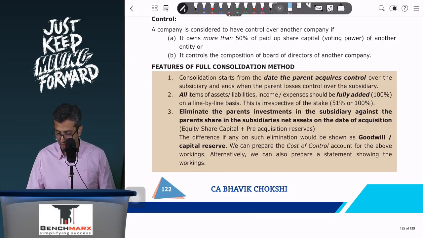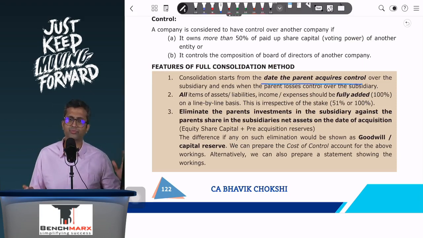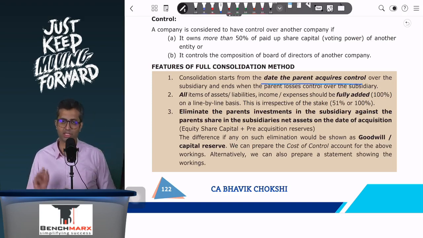First, consolidation will happen from the date of acquisition and will continue till the date you have control. So, this will continue from the date the parent acquires control, till the time the parent has control. The moment it sells its controlling stake, consolidation of that subsidiary will stop. Now, you might be holding it, like Walmart holds an 85% stake in Flipkart. You might be holding an 80% stake in your subsidiary.